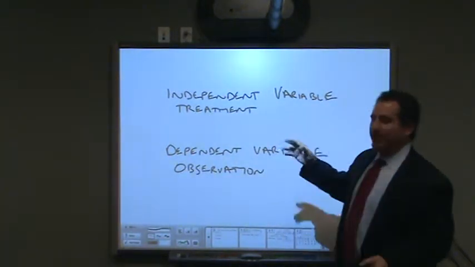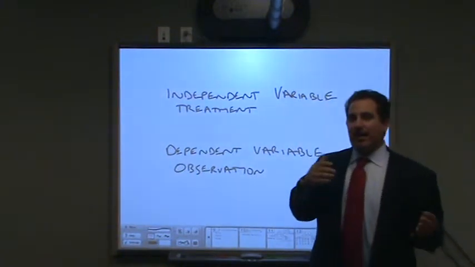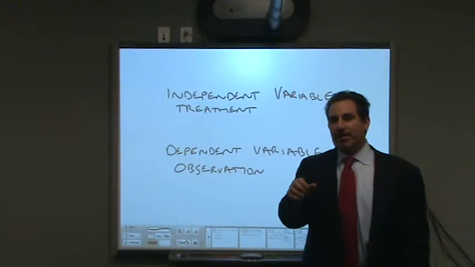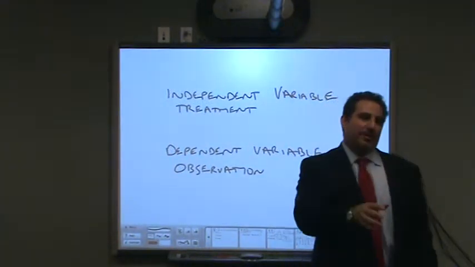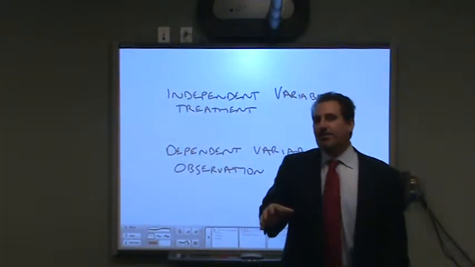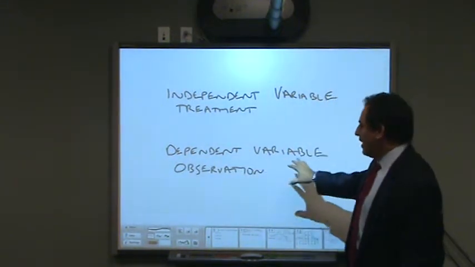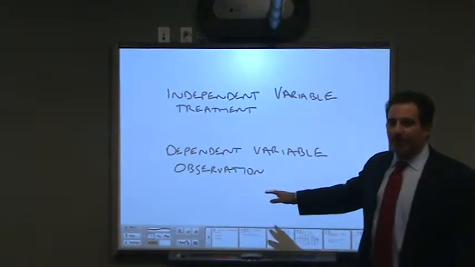But do you understand that the treatment that you get is the independent variable and it separates the groups? You're either in the group that got a sugar pill, the group that got aspirin, or the group that got kicked. Okay? The dependent variable is what you observe.